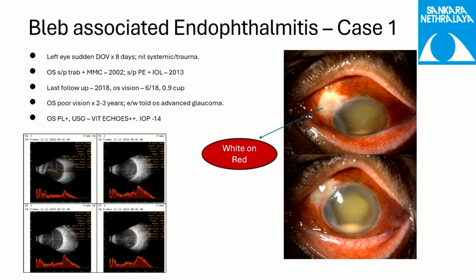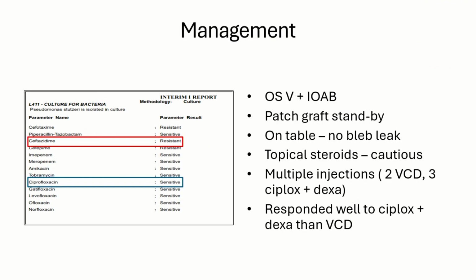So this is a patient who underwent surgery in 2002, and his last follow-up in 2018 was 6/18 with 0.9. But then after the patient was lost to follow-up from our institute, elsewhere he had only hand movements, 1/60, due to glaucoma, and he presented with roughly a 1 week history. We can see this is a very frank endophthalmitis, bleb associated.